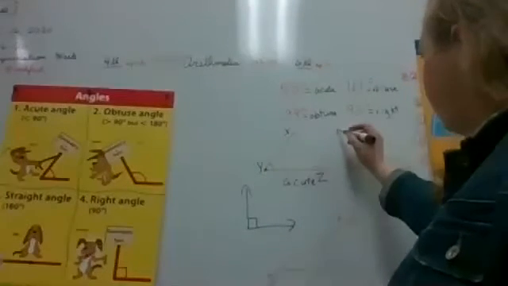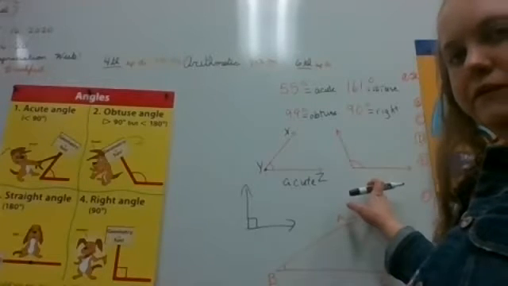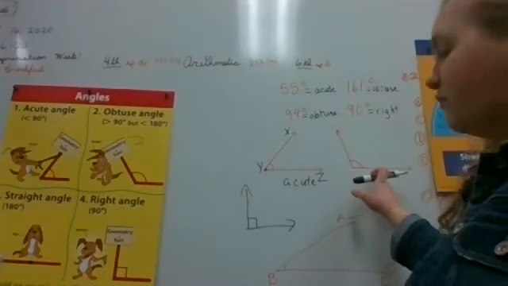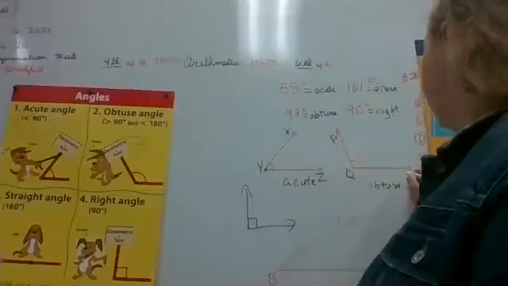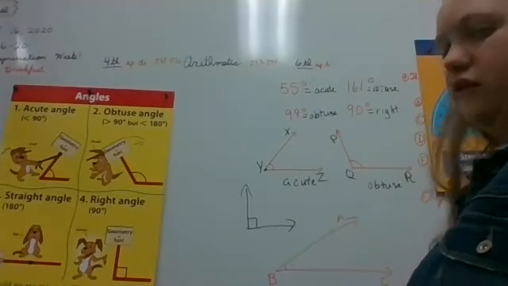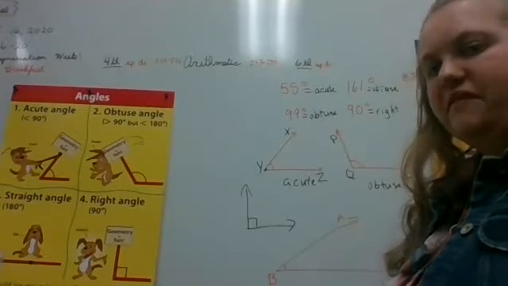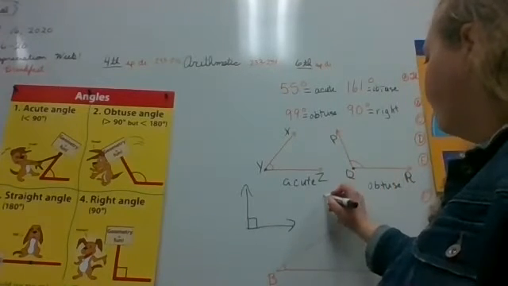And then here, what type of angle is this one right here? Okay, yes, it would be obtuse. So we're going to label this one P, Q, R. And what letter is at the vertex of this angle? If you say Q, that would be correct. It's right here. This is called our vertex.